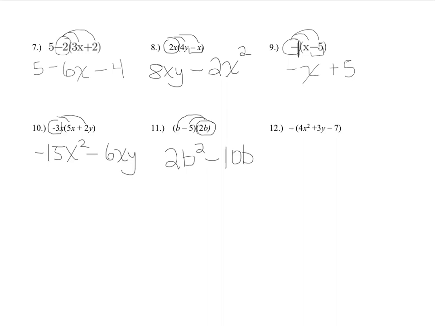Number 12, that minus sign is getting distributed to everything inside the parentheses like a -1. So -1 times 4x squared is -4x squared, and -1 times 3y is -3y, and -1 times -7 is +7. So essentially what happens when you distribute the negative, whenever you multiply something by -1, the sign changes to its opposite.